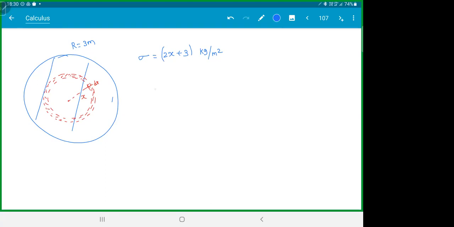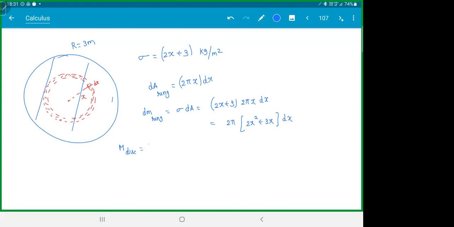Check it out. So the area of the ring, dA, is 2 pi x into dx, standard stuff. Then the circumference into thickness. dm is the mass of the ring, is sigma into area, which is (2x plus 3) into 2 pi x into dx. That is 2 pi (2x square plus 3x) dx. So the mass of the disk is the mass of the rings. That's the meaning of integral.